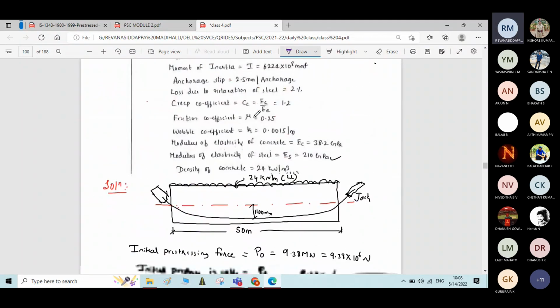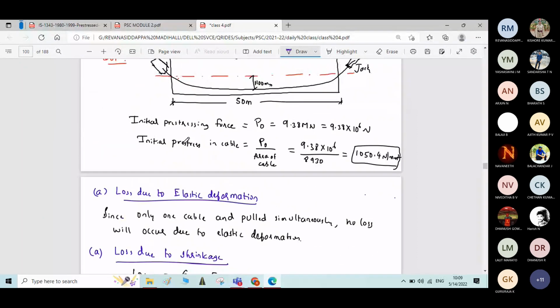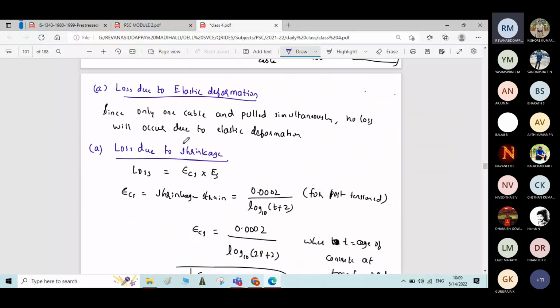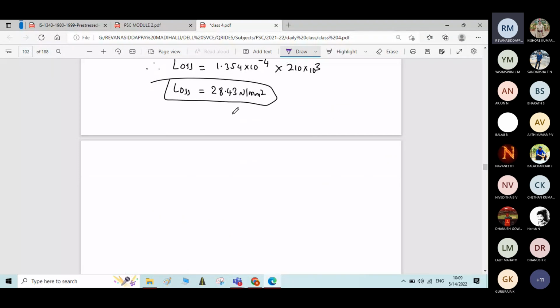Now for elastic deformation and shrinkage we have calculated. Next we will calculate for creep. Okay, loss due to creep. Third one, loss due to creep. Write down. Loss due to creep. Okay, loss due to creep we will calculate.